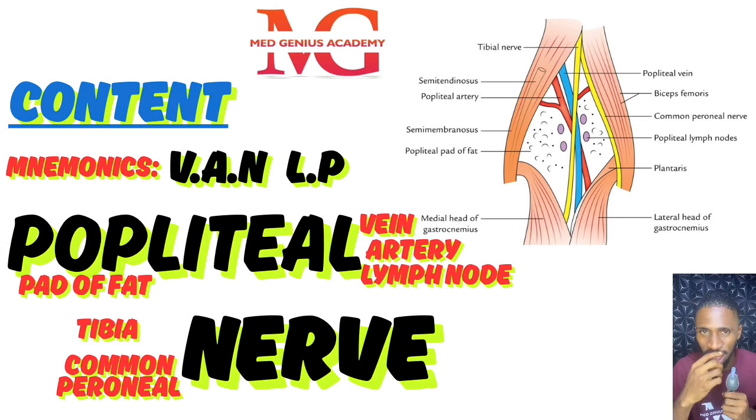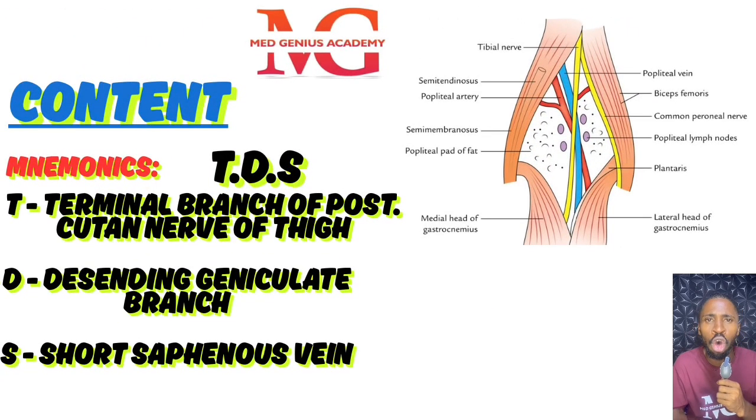So one thing you need to understand here, since we have the NAV, is that we also have the popliteal lymph nodes, and we also have the popliteal pad of fat. We also have other structures here, which include the terminal branch of the posterior cutaneous nerve of the thigh, and the genicular branch, which is a branch of the obturator nerve. Don't forget, and you also have the short saphenous vein. These are the contents of the Popliteal Fossa. Don't forget that.